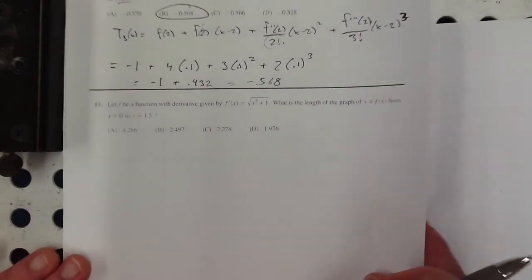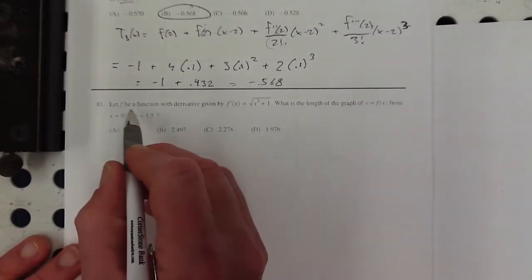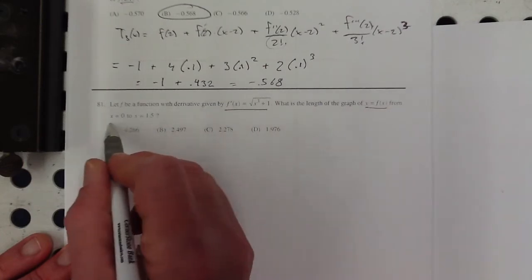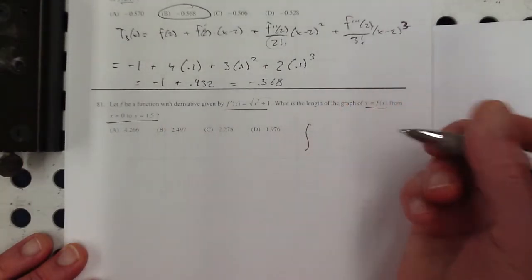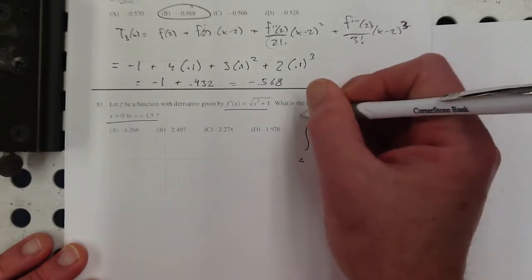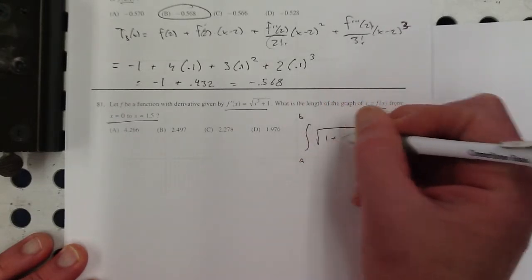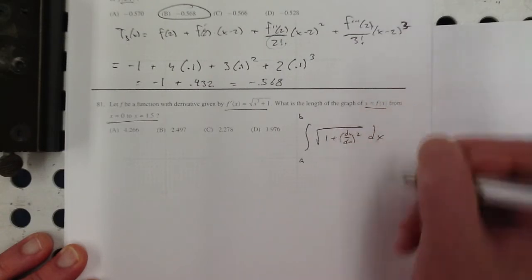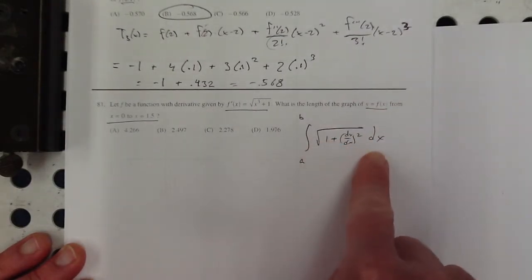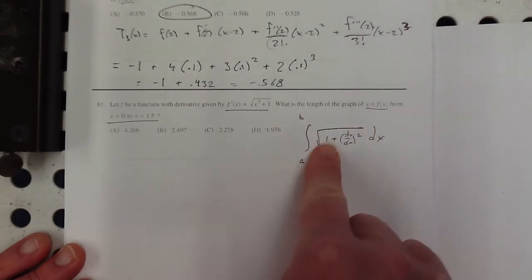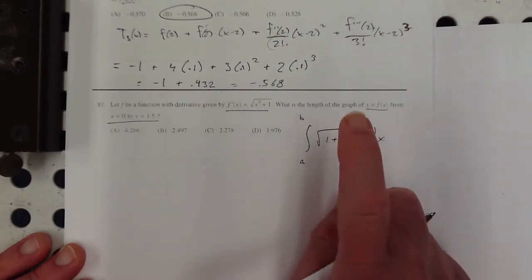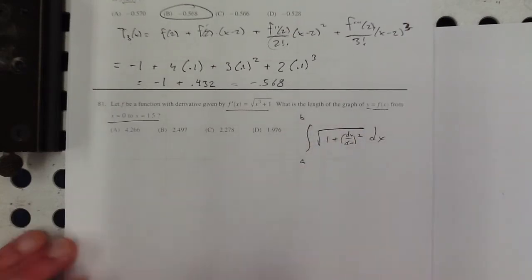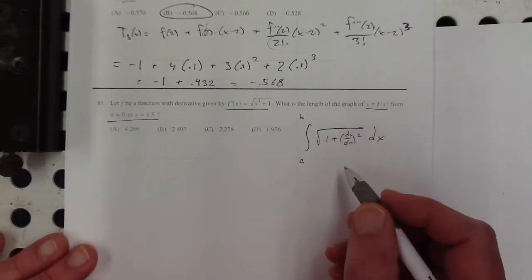Number 81, looks like more calculator work. F be a function with a derivative given by this. What's the length of the graph from here to here? So the length of a curve, this is just knowing the formula from A to B. Looks kind of like the Pythagorean theorem. Right, remember the parametric one, length of path, or total distance traveled, is square root of dx dt squared plus dy dt squared, and this comes from that. At least I think about it that way.